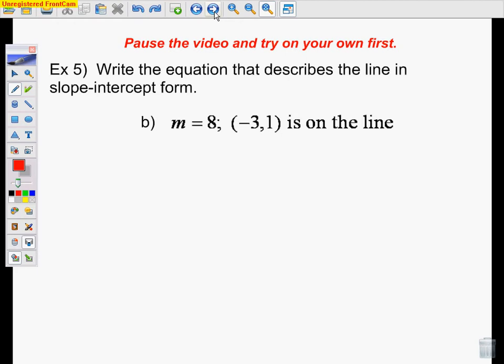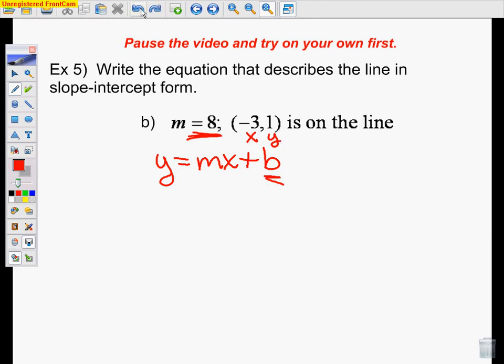Try this one on your own. Alright, after you try this on your own, let's plug it in. So y equals mx plus b. They want it in slope-intercept form. So once again, we know what the slope is. We know an example of x and y. That's one example of the infinite points on this line. So we could plug all these values in because they didn't give us the b.